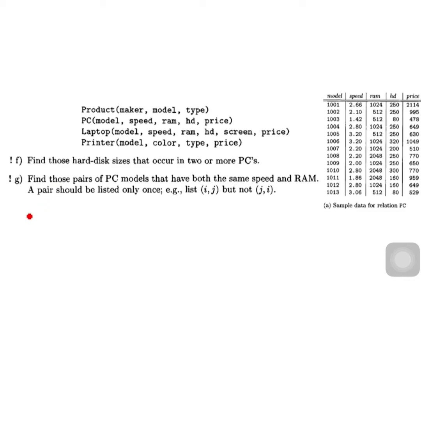Okay, so PC join PC. And because we know if we cross-join PC and PC, there are 2 models, 2 speeds, 2 RAMs, and so on, we'll use rename on the PC name so that we can distinguish these attributes.